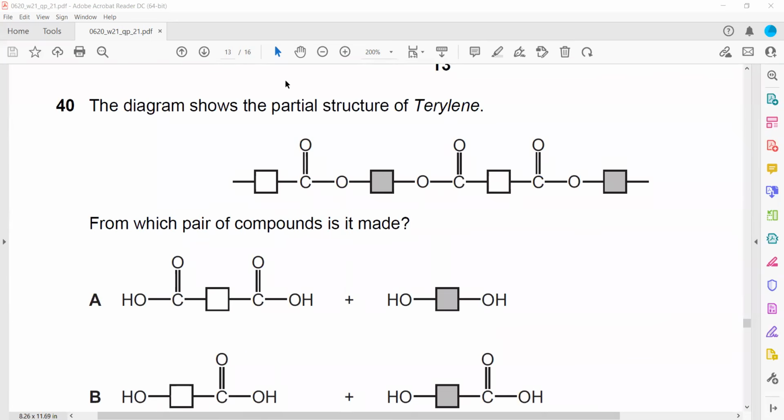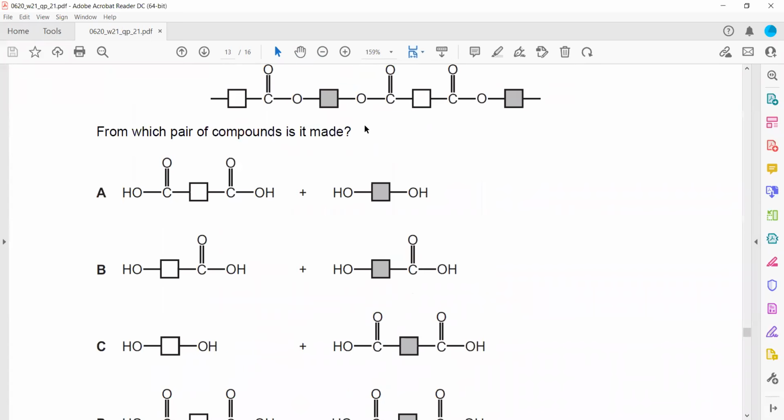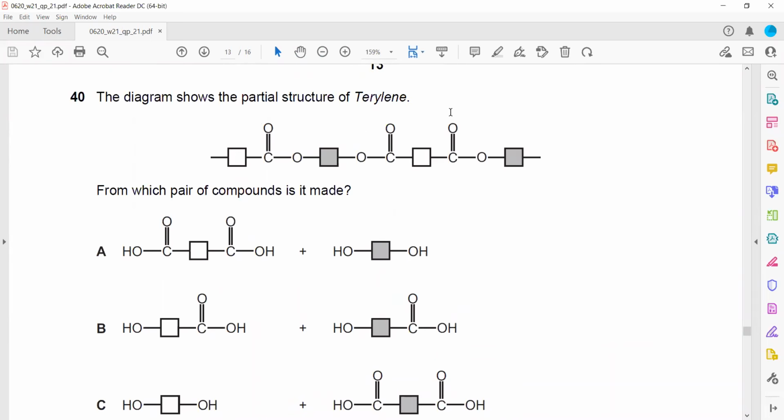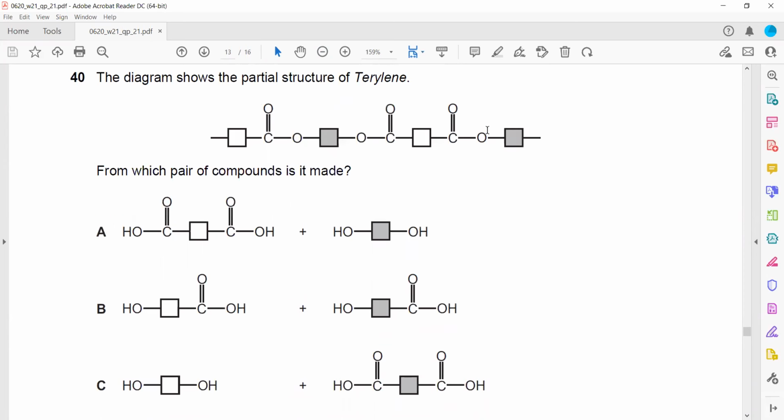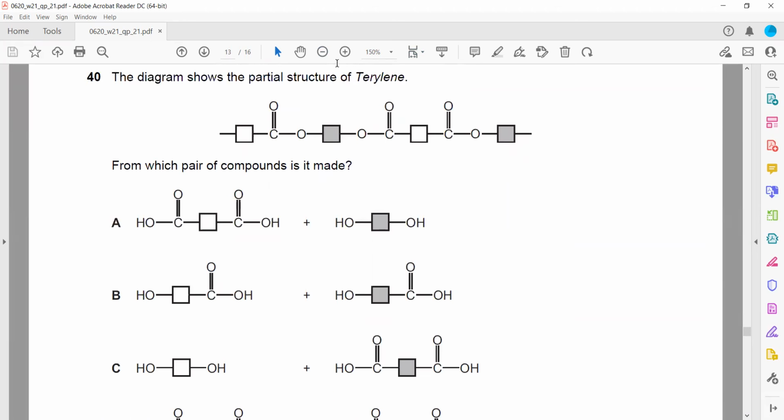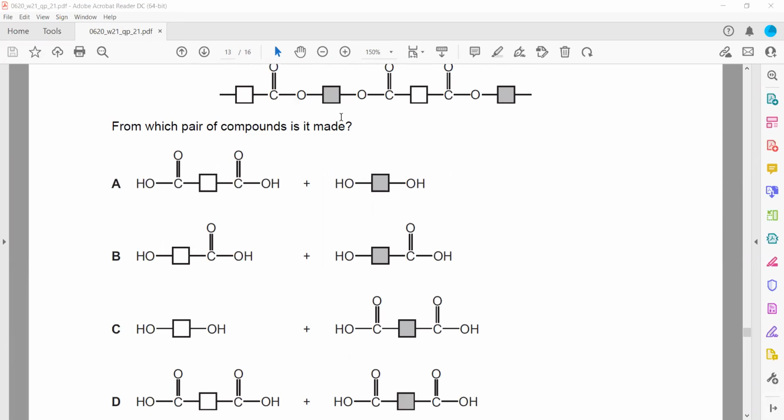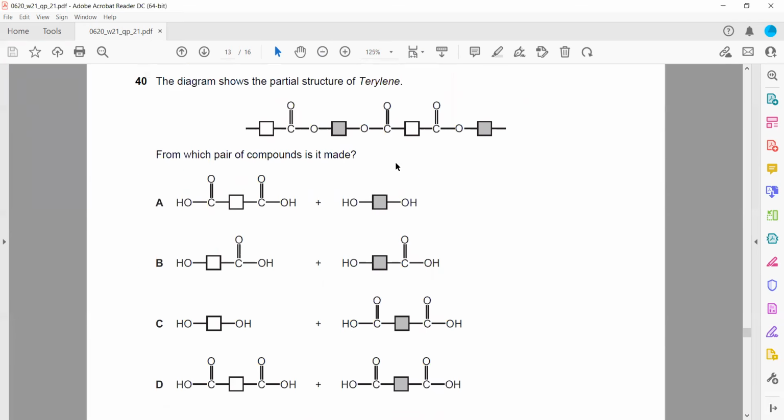The last question, this is a polymer, a polyester. Which pair of compounds is it made from? So this is an ester, there's an ester linkage, C double bonded with O. When there is an ester linkage, it should be formed from carboxylic acid and alcohol, because a carboxylic acid and alcohol can react to form an ester. So when we check, this is a carboxylic group and alcohol, A can be an answer.